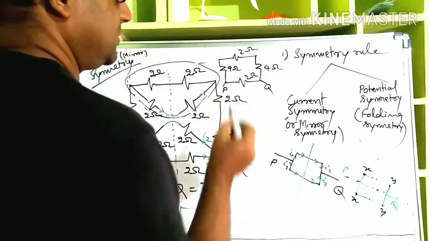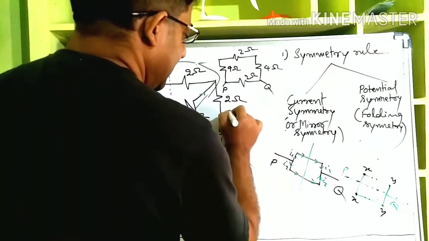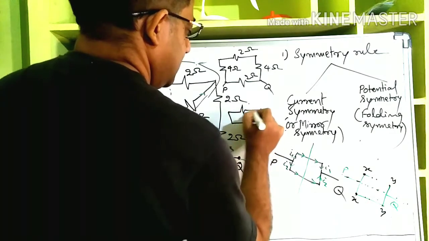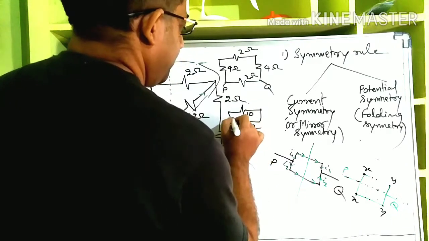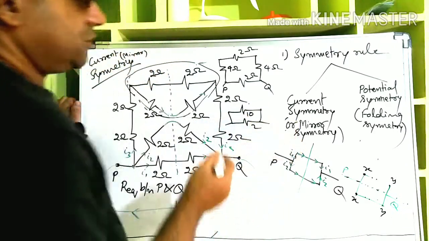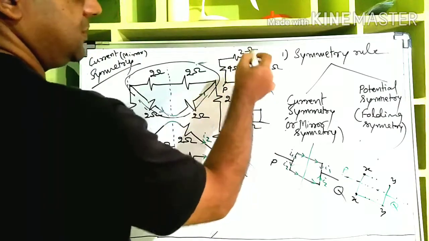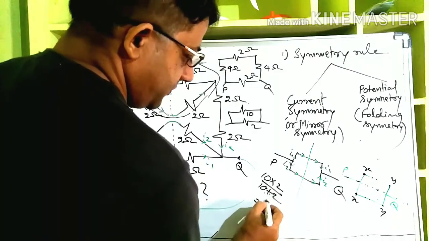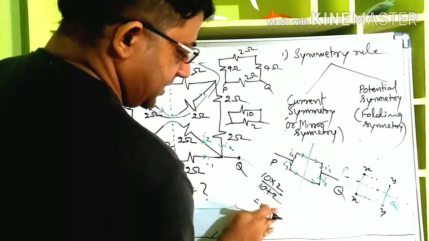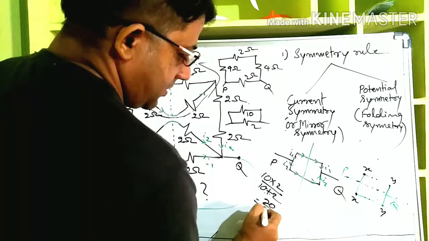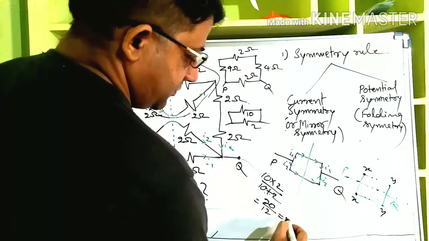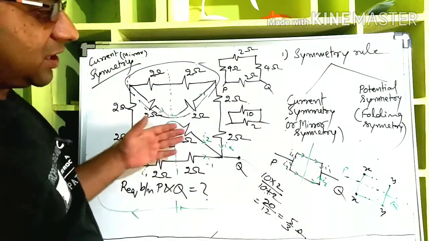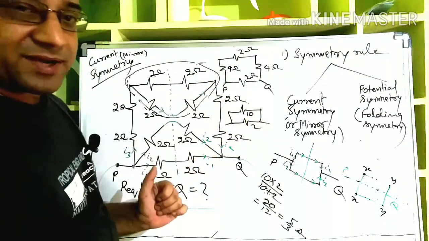4 plus 2, 10 ohm, so that again can be reduced to 10 ohm and 2 ohm, right? This is P, Q. So 10 into 2 by 10 plus 2. R1 R2 by R1 plus R2 is equal to 20 by 12, which is, if all are ohm, 5 by 3 ohm. So this way you got how the current symmetry or mirror symmetry is applied.